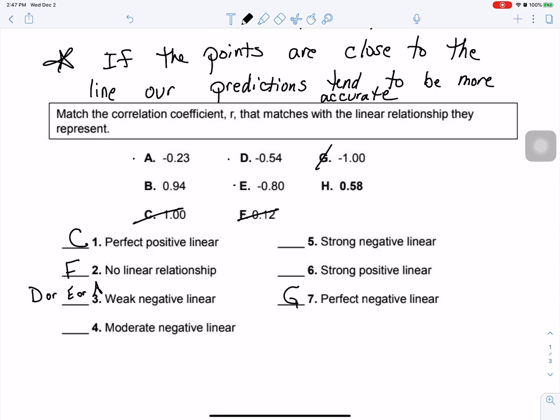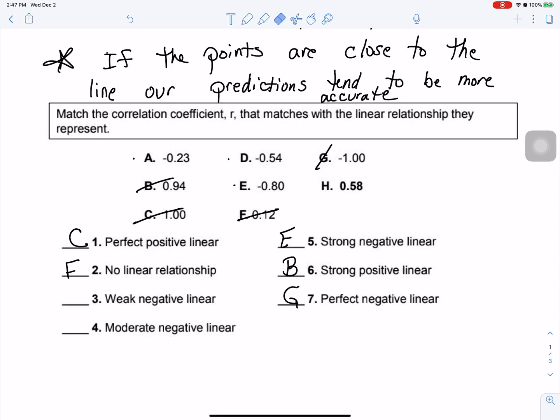Strong then would be my next number. So a strong positive is going to be 0.94. So B, because that's pretty close to a 1. A strong negative, the best negative that I have left is E. So if we have a weak negative, of these two, my weakest one is going to be A. I would actually take A or D for an answer.